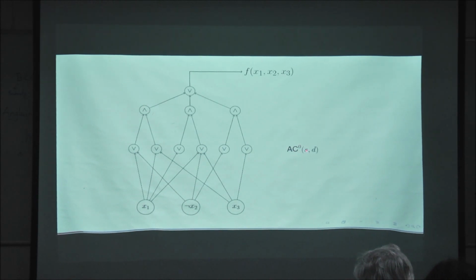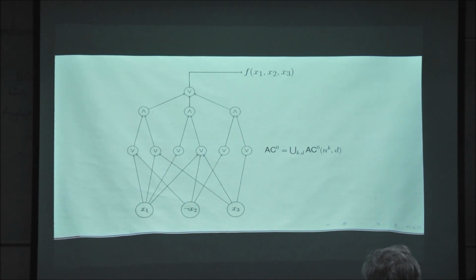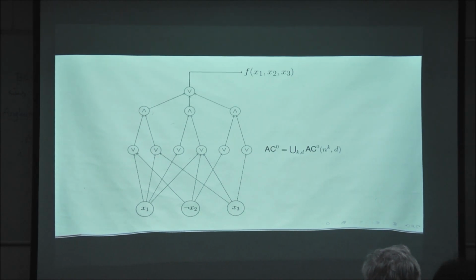When I'm talking about AC0 circuits of size S, so S gates, and depth D, I'll say AC0 SD. Sometimes people simply say AC0, and that means the size is assumed to be a polynomial in the input length, and the depth is assumed to be a constant.